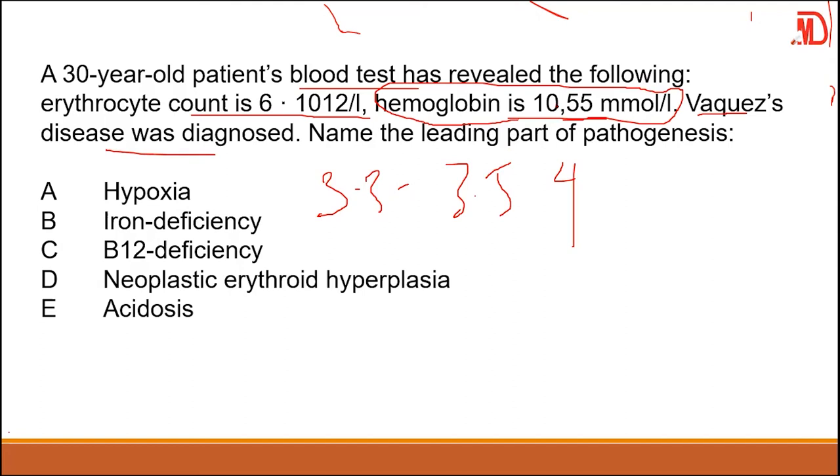So over here, we are looking at a neoplastic erythroid hyperplasia. Erythroid hyperplasia, meaning immature. All right. So your answer here is D, immature.